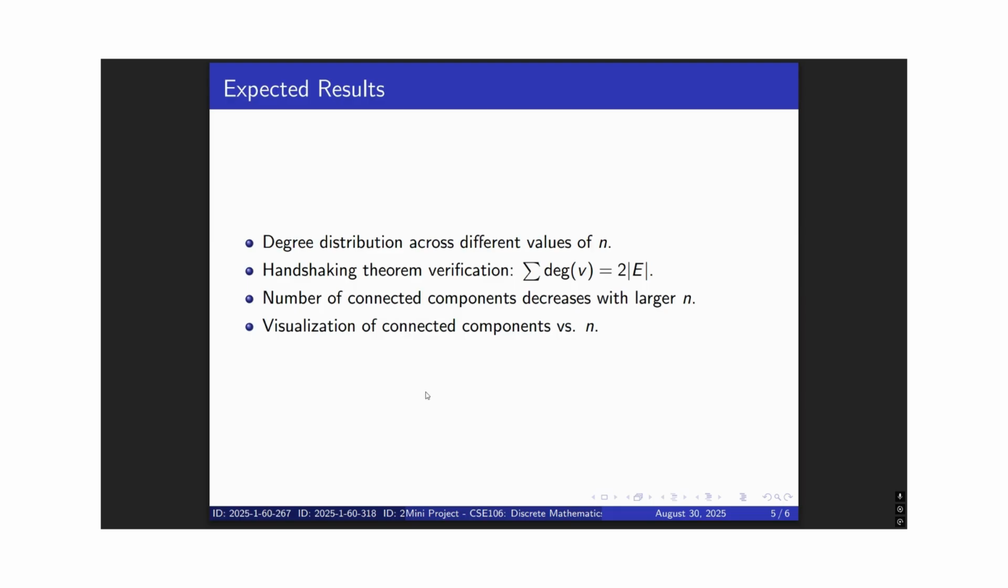Expected results. We expected a few key outcomes: a degree distribution showing how many friends users have, and the handshaking theorem, which states that the sum of all vertex degrees equals twice the number of edges, must hold true in our simulation. We hypothesize that as the network size n increases, the number of connected components would decrease. This is because with more users, there's a higher chance of isolated groups becoming connected through new random friendships.